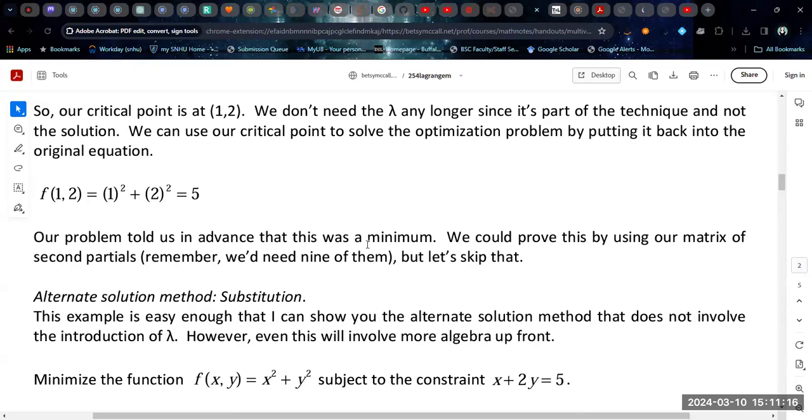Now, this was a minimum. The problem told us in advance that this was a minimum. We could do some additional analysis in order to try to verify that. But generally, for these kinds of problems, that's not really necessary.